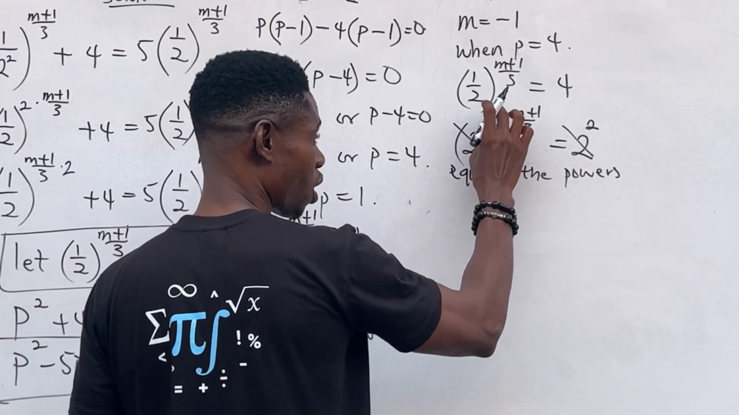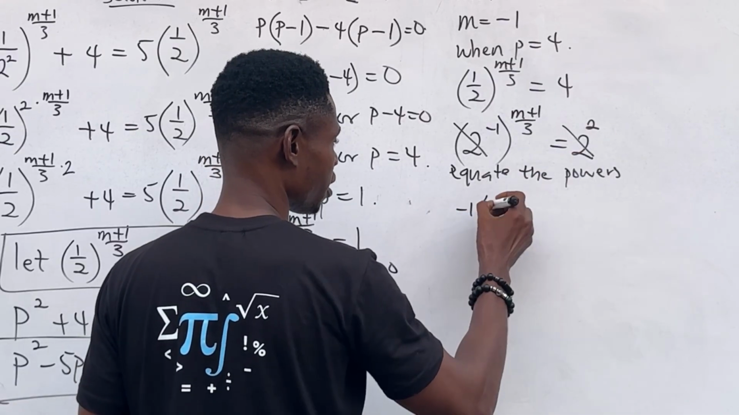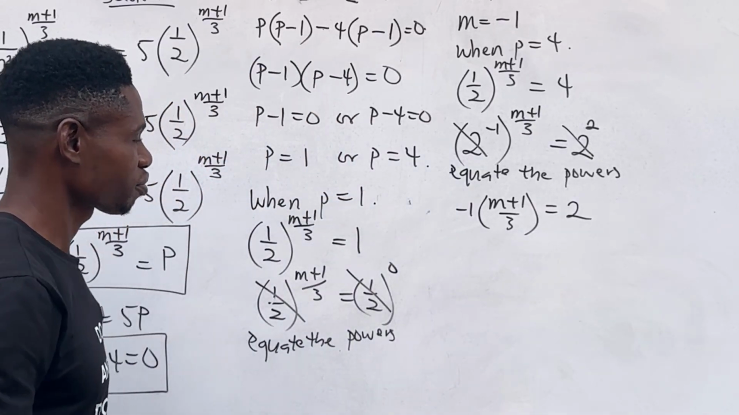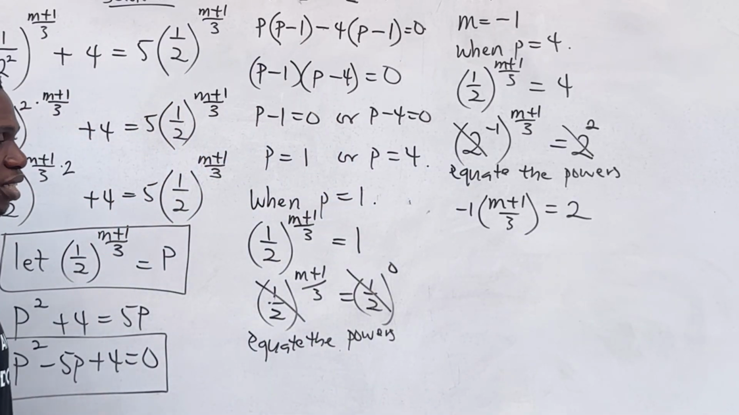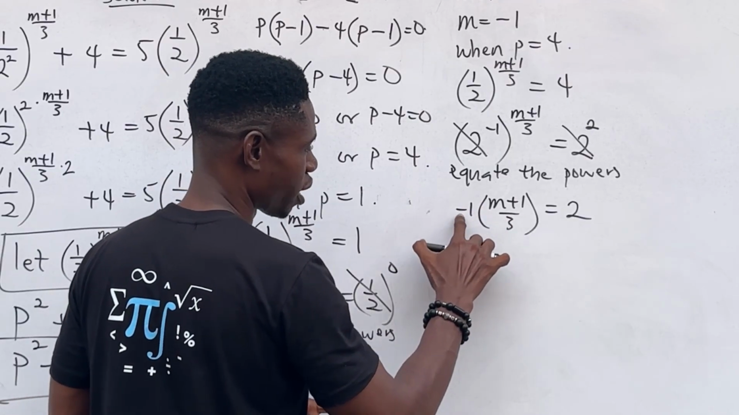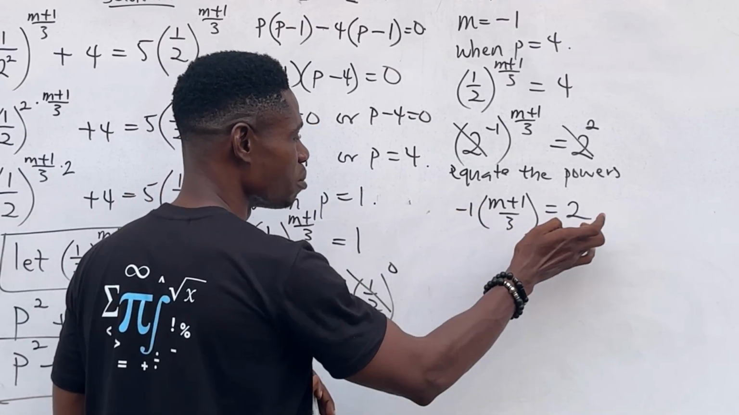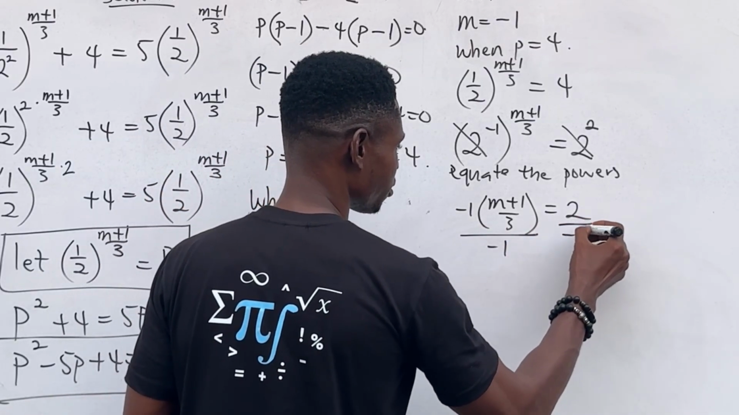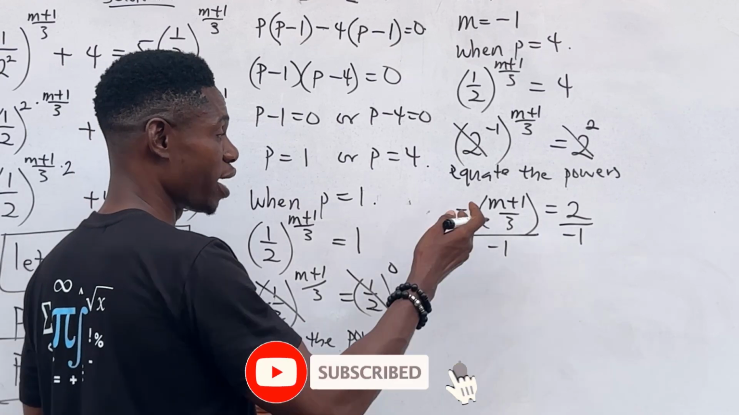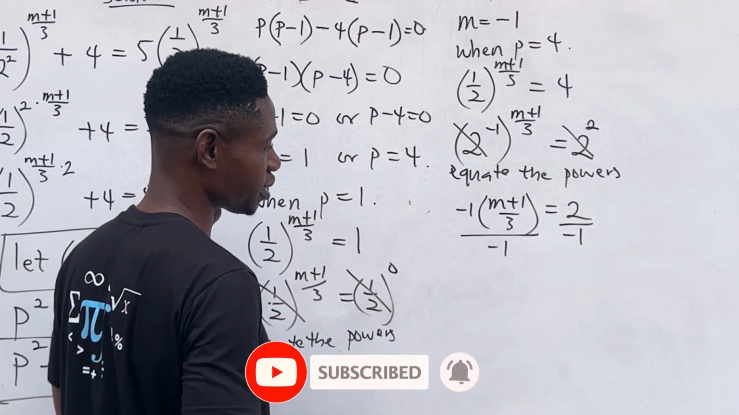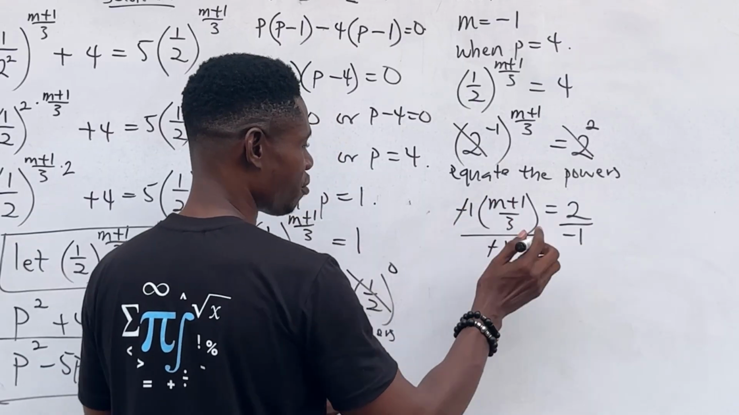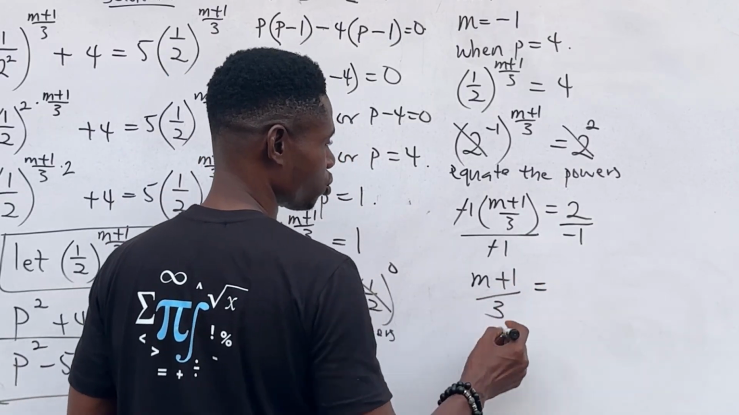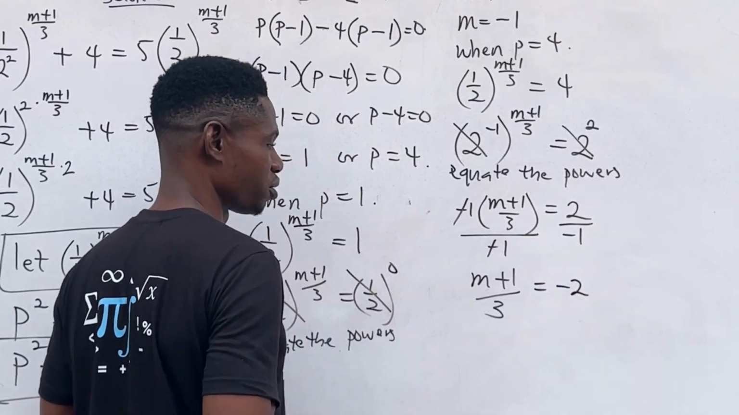Then remember our minus 1 here, don't forget: minus 1 multiplied by m plus 1 over 3 equals 2. Now if we choose to multiply this by minus 1, it can confuse us. So we can just divide both sides by minus 1 so that we are free to work. You can go ahead to do that if you prefer that method, but I'm trying to make things simple. So what we have left here is m plus 1 over 3 equal to minus 2 now.